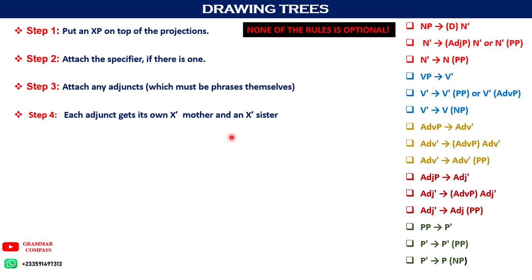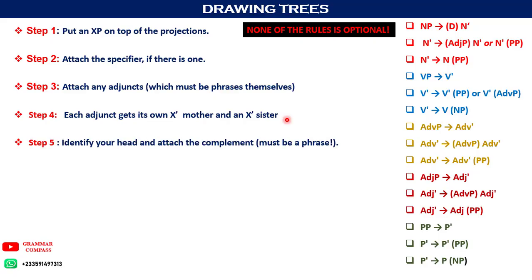So take note. Now, if there are 3 adjuncts in the sentence, it means that you are going to repeat your bar levels so that they will all have bar sisters and bar mothers. Take note. Now, the next step is to identify your head and attach the complement. We know that the complement is the last rule. Therefore, this is the last rule.